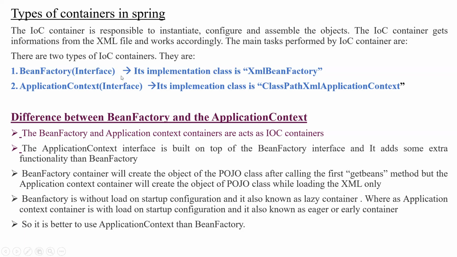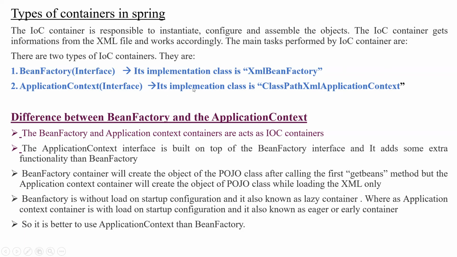What is the implementation class of Bean Factory? XMLBeanFactory is a class name, and if you want to make use of this container, you should create an object of this. Similarly, there is one more container called the ApplicationContext container. This is also an interface. If you want to make use of ApplicationContext, there is an implementation class called ClassPathXmlApplicationContext. You should create an object of this, and you can make use of this container.